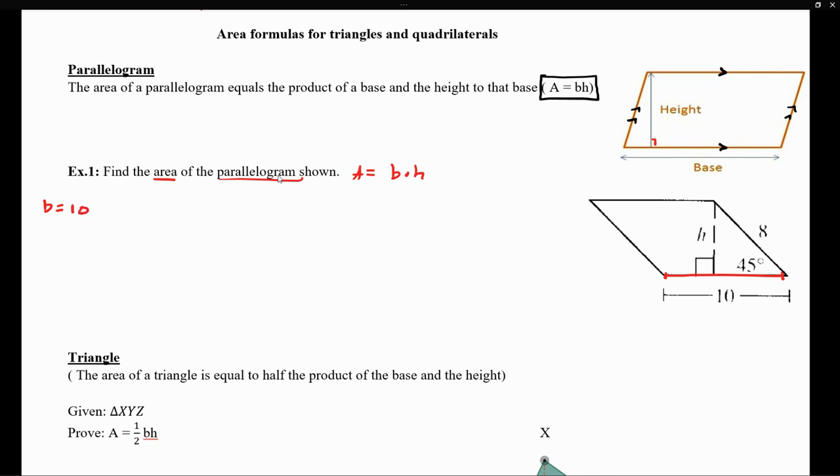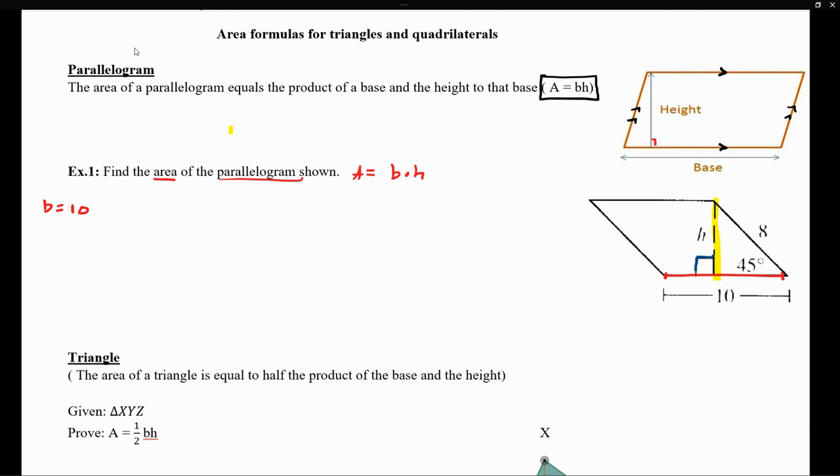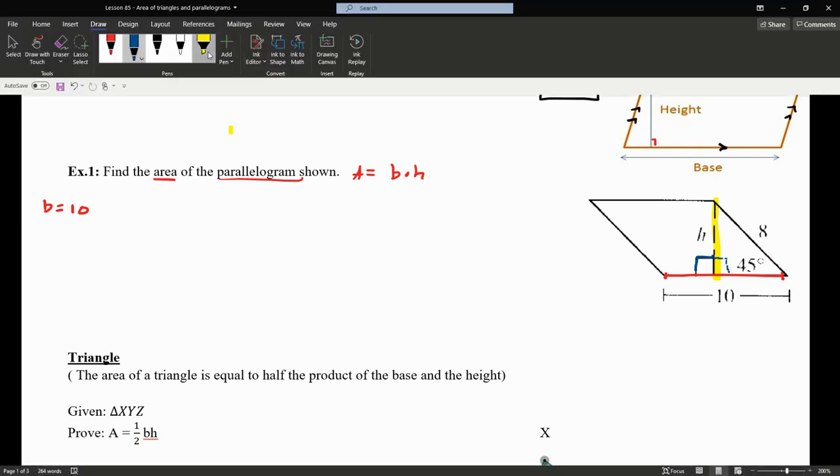And now my height is not going to be 8, because remember that the height needs to be perpendicular to the base. And this side, which has a length of 8, is definitely not perpendicular. But we can see that we have this line right here. Notice that this line is perpendicular to the base because we do have the 90-degree angle here. So now we can think of this line as being the height. But one thing to notice is that if this line is perpendicular to the base, then definitely this is 90 degrees as well.